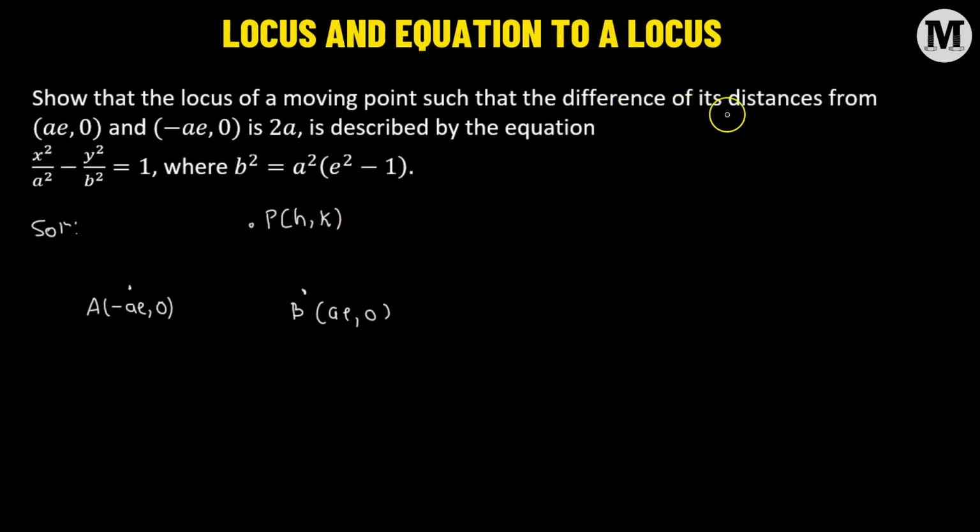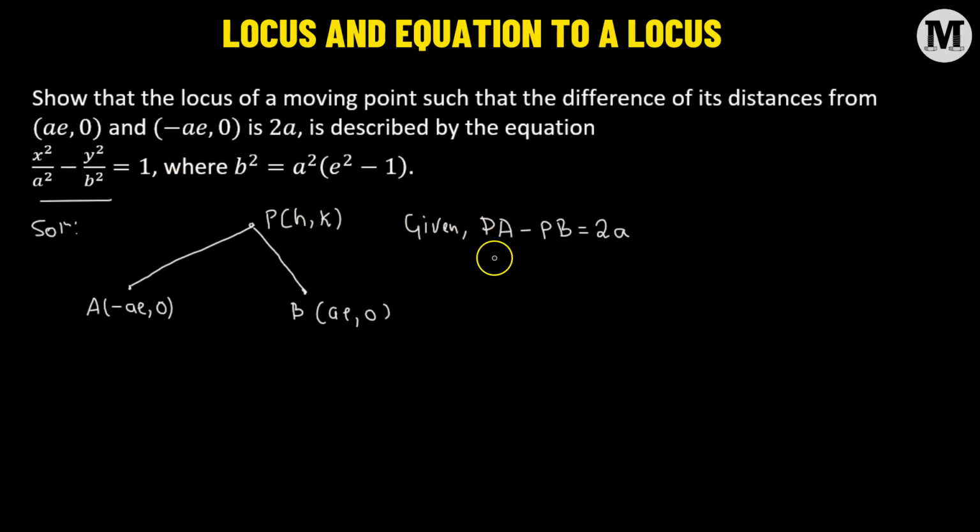Then it's given here the difference of its distance. Difference of its distance means we're going to join point A and point P, and we're also going to join point P and point B. Now here it's given that PA minus PB, so that's a constant, is equal to 2a. Fine. Now using this particular condition, we have to obtain the locus of the moving point as given by this equation.